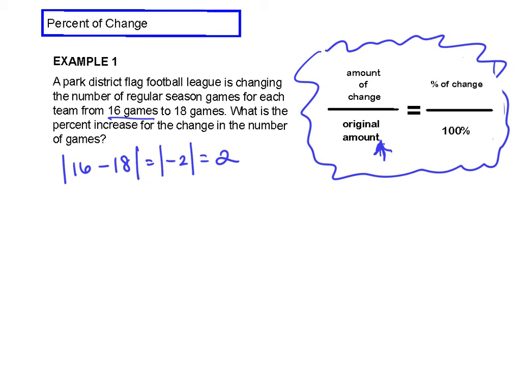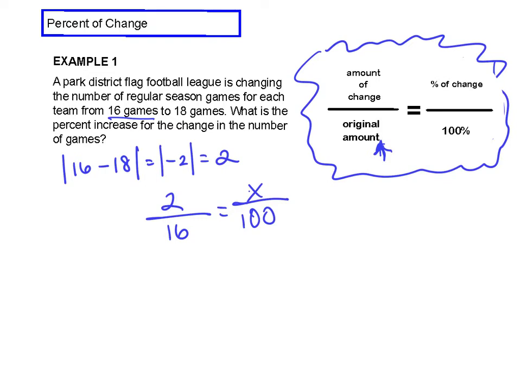So now we can just set up our proportion. The amount of change is 2 over 16. We started 16 games to 18 games equals the percent of change. I don't know what that is yet. So it's x over 100. And then we solve the proportion. Please show your work. We are solving this algebraically.